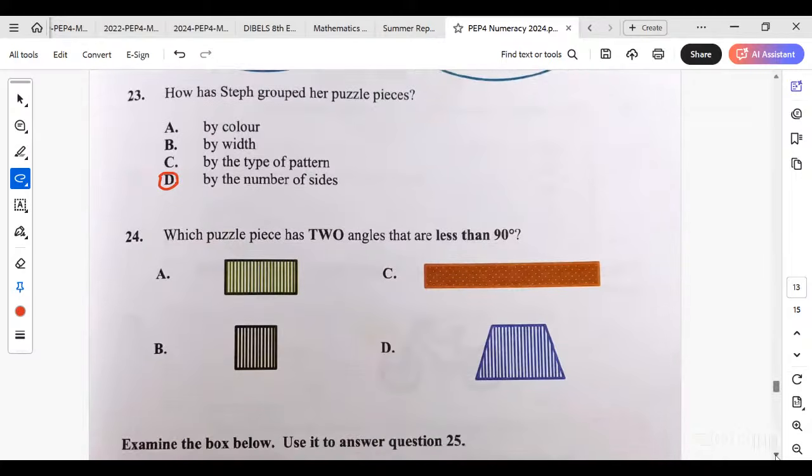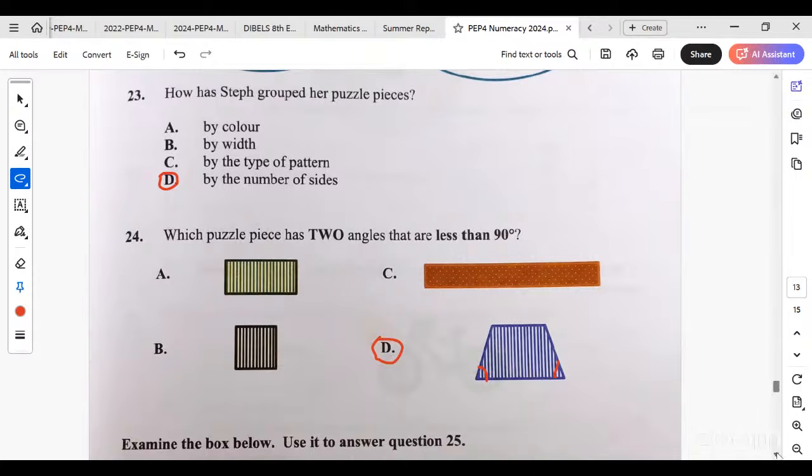All right, question 24. Which puzzle piece has two angles that are less than 90? So for A, B, and C, those all have 90-degree angles in all the corners, but D has two angles that are acute, meaning less than 90, and it also has two angles that are obtuse, meaning they measure more than 90. So the correct answer is D. All right, these are the two angles that would be less than 90. This one. So you have one angle here and the other one here. These measure less than 90.